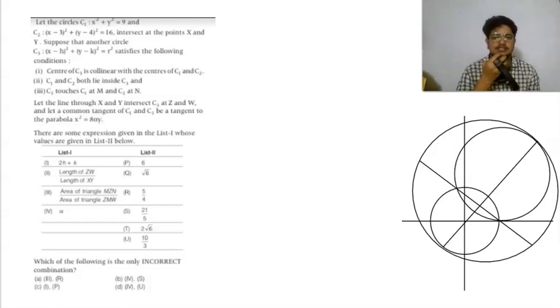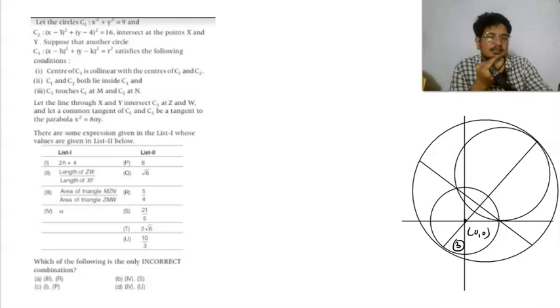Firstly it is given that the circle c1 is x square plus y square is equal to 9, which means that it has the center 0 comma 0 and the radius 3. So this is the center 0 comma 0 and the radius will be 3. Now in the second statement it is given that c2 is x minus 3 square plus y minus 4 square is equal to 16, which means that it has the center 3 comma 4, so I will write it as 3 comma 4, and the radius will be 4.